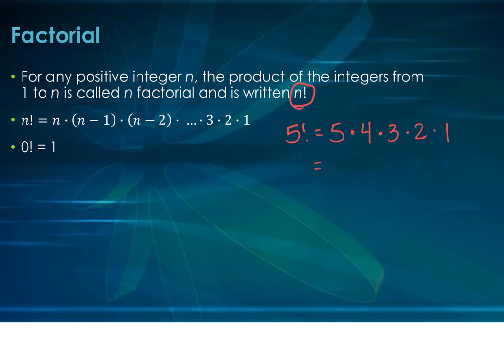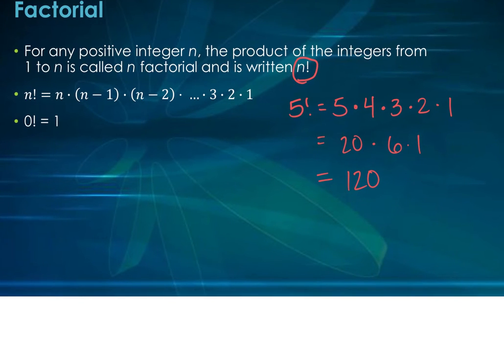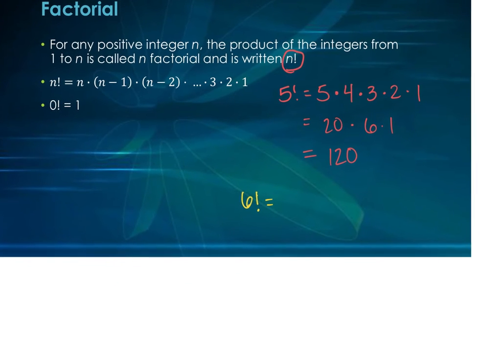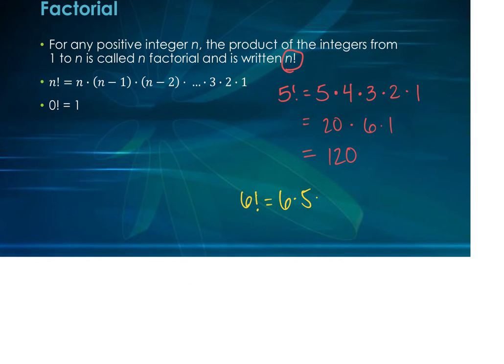So, what's 5 times 4? 20. And then 3 times 2? 6. And then times 1. So 20 times 6. So 5 factorial is the same as 120. Let's do one more to make sure we got it. Let's say we had 6 factorial. What would 6 factorial be, writing it all out? 6 times 5 times 4 times 3 times 1. Very good. Times 2 times 1. I think you missed the 2, Emma.